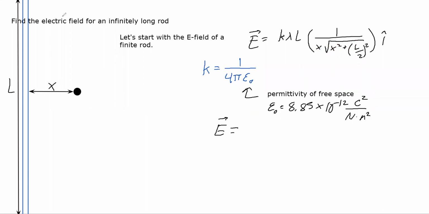So let me show you what I mean. I get lambda over, and I'm going to have 2 pi epsilon 0. Now I made a substitution here for k. I substituted the 4 pi epsilon 0. What happened to the 4? Well, because I factored out the L over 2, I get a 2 that comes out when I factor that out. So I'll get 1 over x times square root of 4x squared over L squared plus 1.